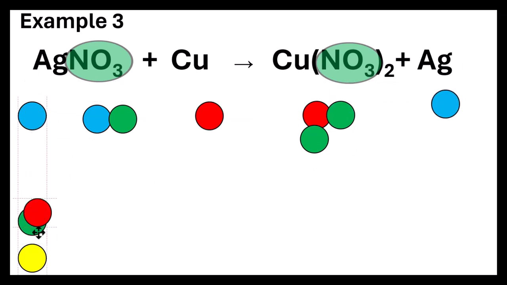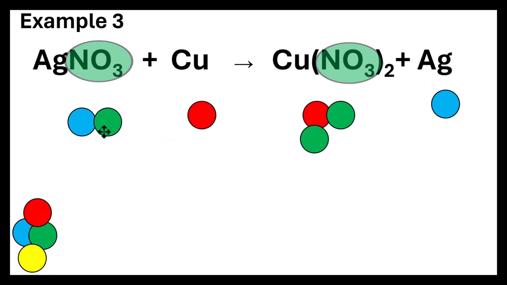Okay, let's see. How can we balance these? We don't need these ones anymore. We'll just look at this. Okay, so what do we have that's not balanced? Well, we can see that the nitrates aren't balanced. We've got 2 over here, and we've only got 1 over here.